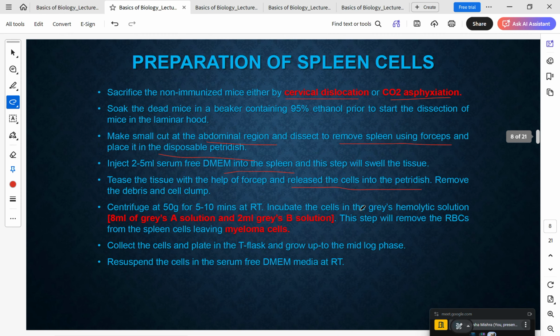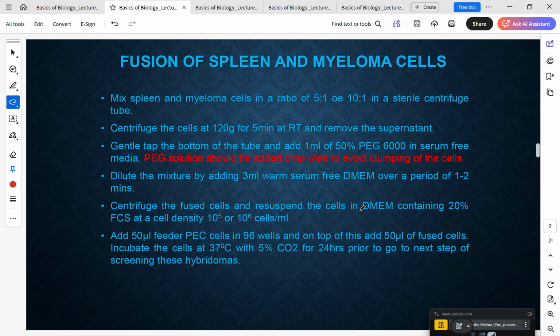The spleen cells that you get are not immortalized. If you culture them for a really long time, they'll start dying. They won't divide essentially. Myeloma cells, on the other hand, can, because they are immortalized. So spleen and myeloma cells are mixed in a ratio of 5:1 or 10:1 depending on the experimental conditions. They are centrifuged, and then they are put in a PEG solution. This will allow the plasma membranes of the spleen and the myeloma cells to fuse.